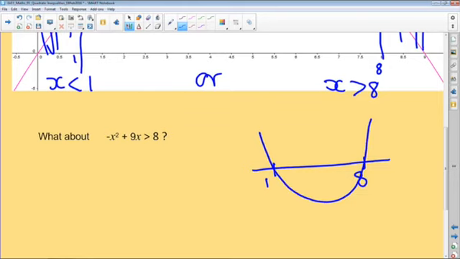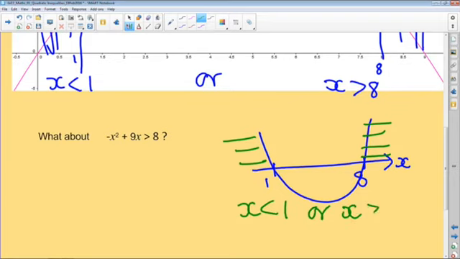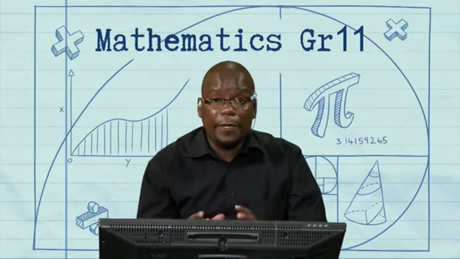But where is it greater than? When it's greater than, it's going to be above your x-axis. So where is it above the x-axis? It's all the way that side and above 8. How do you write this solution? So x is less than 1, or x is greater than 8. So you still get the same thing, but you have applied different methods.